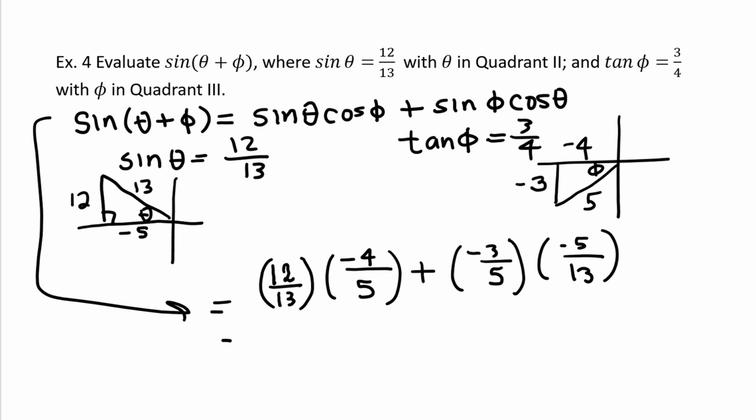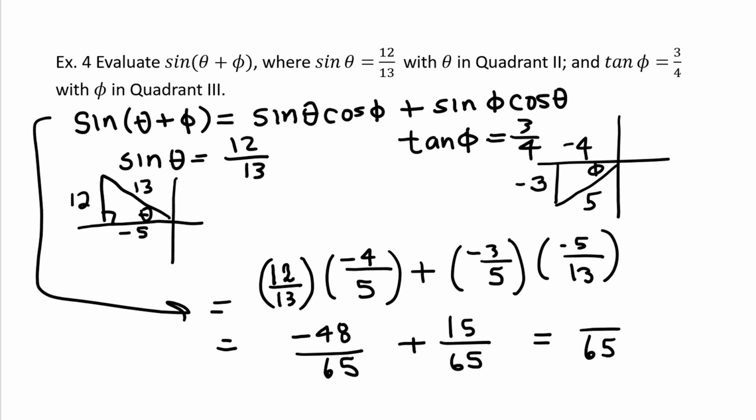Let's simplify. 12 times -4 is -48. We'll divide that by 13 times 5, which is 65, plus -3 times -5 is +15 over 65. So performing the arithmetic, we get 65 in the denominator, and -48 plus 15 will be negative, let's see, 4 minus 1 is 3, 8 minus 5, okay, -33/65.